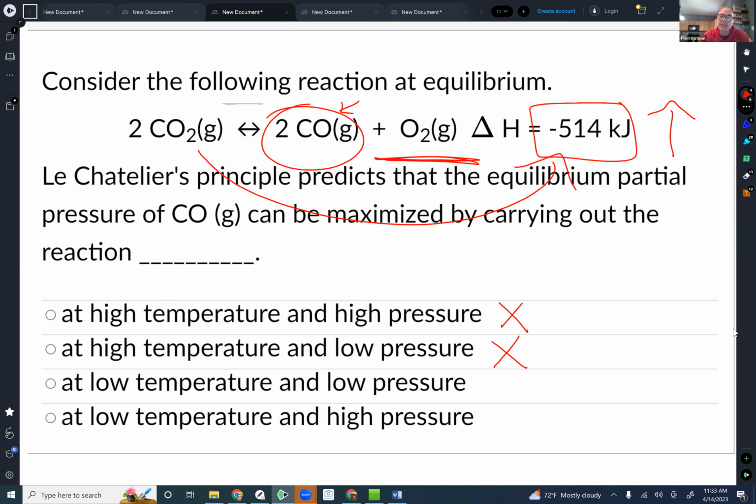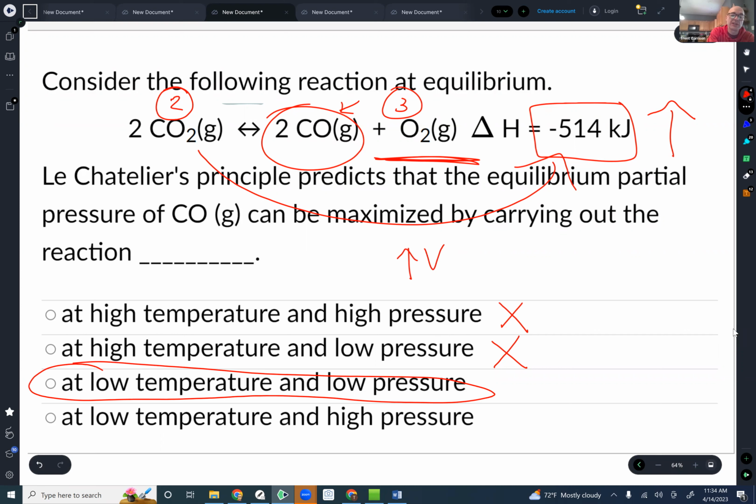Now, which one causes it to have to go towards the right side? Well, there are 2 molecules on the left, there are 3 molecules on the right. So we actually need it to do low pressure so that it will have high volume. And that's what we want. So our answer should be low temperature and low pressure. All right. Let me go on to question number 3.